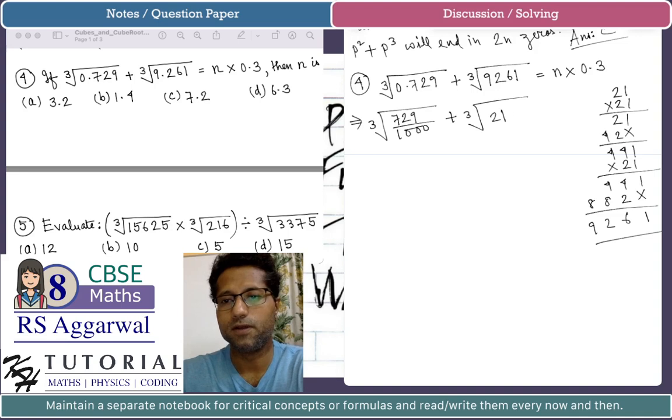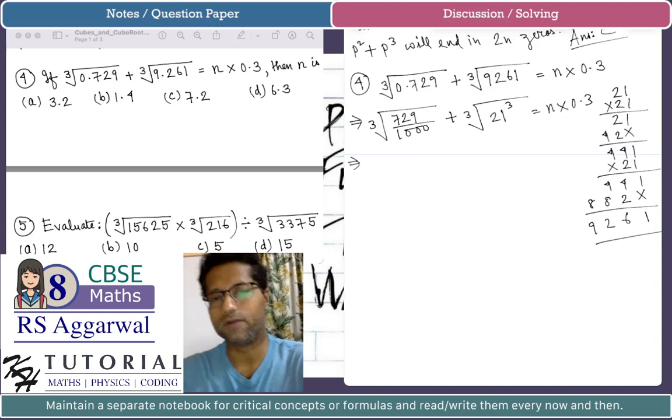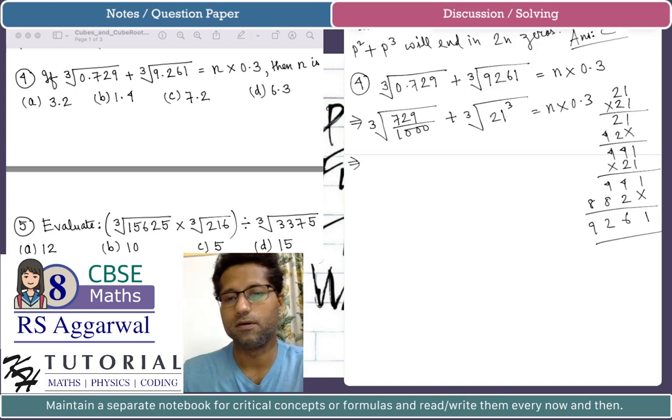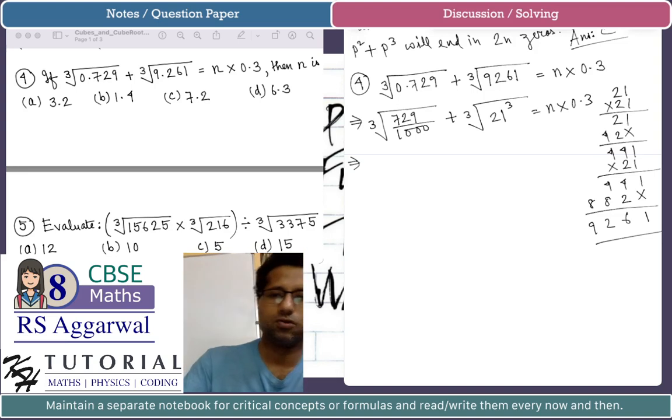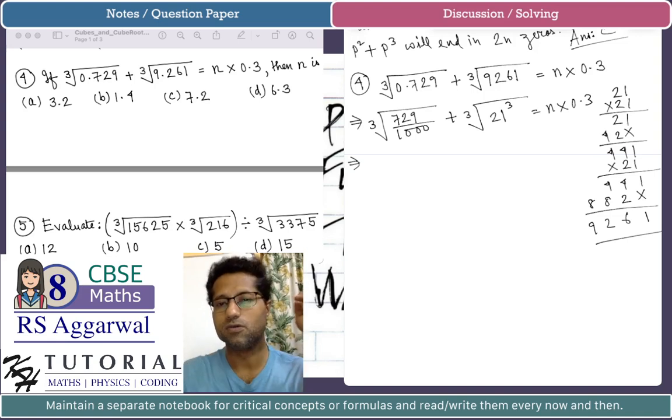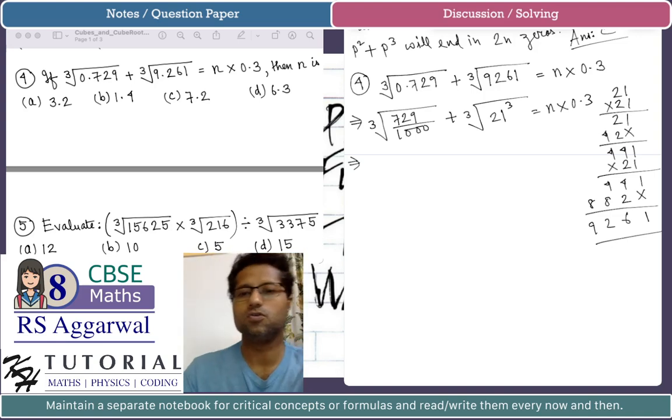9261 is 21 cube. This is given as n into 0.3. Now this implies the cube root of a fraction or a rational number, where both the numerator and the denominator are perfect cubes. 729 we know is a perfect cube, it is a cube of 9, and 1000 is also a perfect cube as it is a cube of 10.